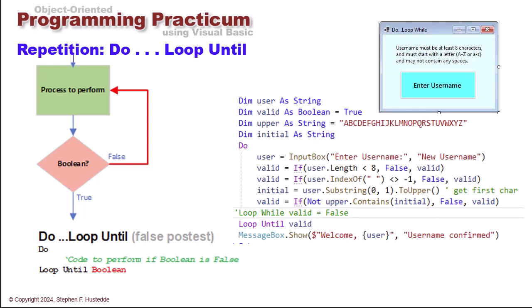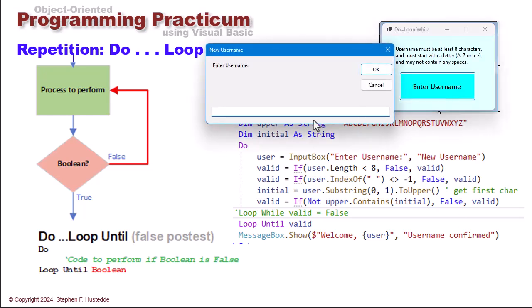So as long as it's false, we'll keep repeating. For the example, I'm going to use the same one I did for the do loop while, except I'm going to change out the do loop while valid equals false and say loop until valid. So that valid equals false was true. We're going to loop until valid is true. So while it's false, we'll repeat. Nothing else has changed from that previous lesson. Let me run the code.